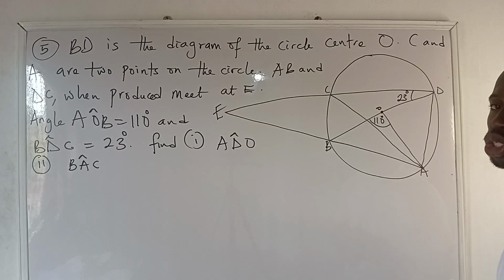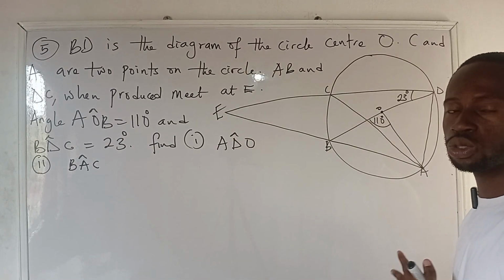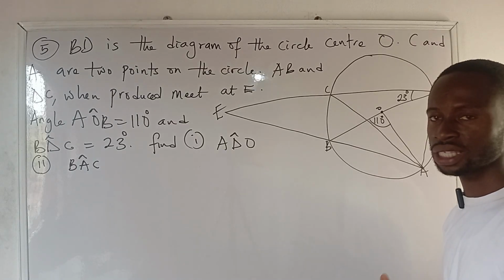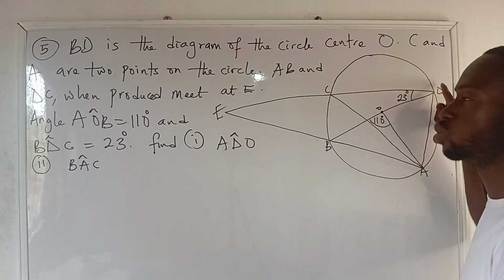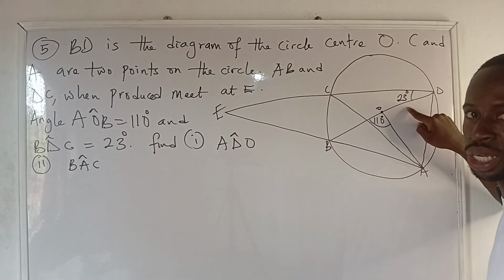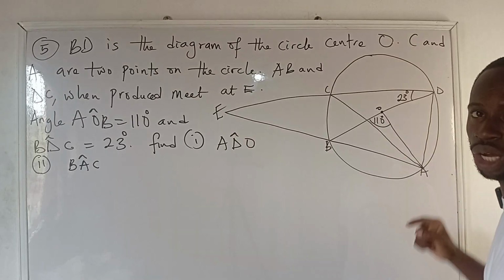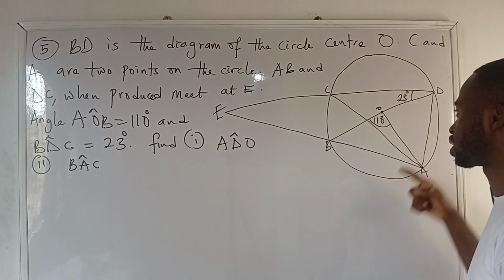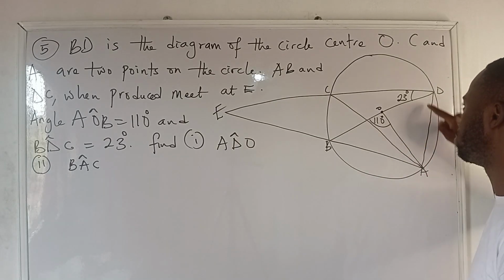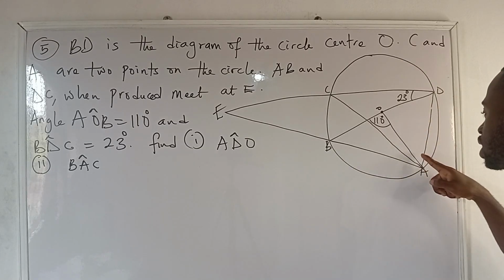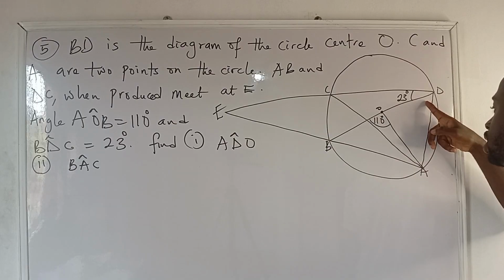So what we could do is try and look for things that can relate to ADO from the values that we have. One major thing I want us to first notice is that any line drawn from the center to touch the circumference is a radius. This is also a radius here. So this radius and this radius are the same, which makes this triangle an isosceles triangle. If you follow the previous video, you notice that this is very common in my statements: when you have radii, automatically the base angles of the isosceles triangle are equal. Now, ADO is the same as OAD. That is, this is equal to this.